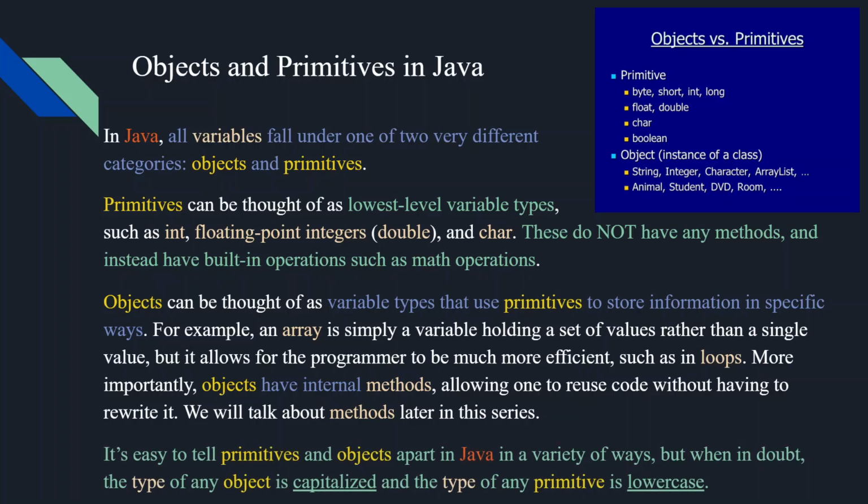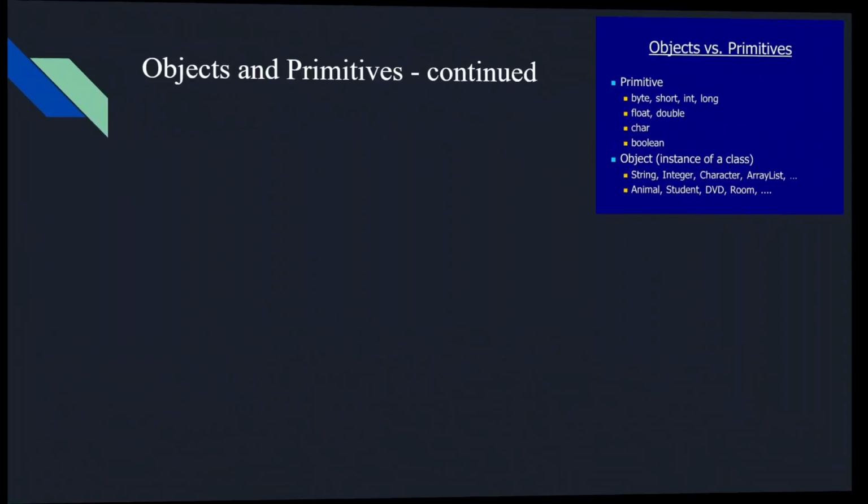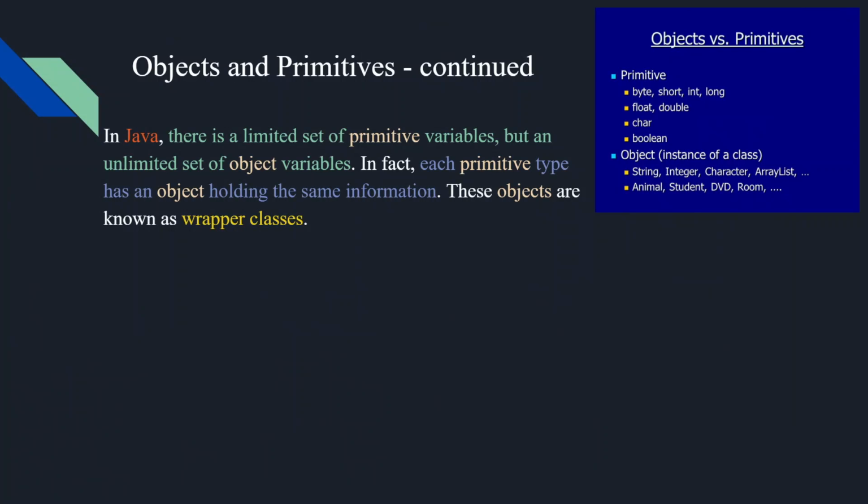It's easy to tell primitives and objects apart in Java in a variety of ways, but when in doubt, remember that the type of any object is capitalized, while the type of any primitive is lowercase. In Java, there is a limited set of primitive variable types, each made by the language developer, but an unlimited set of object variable types, many made by programmers.